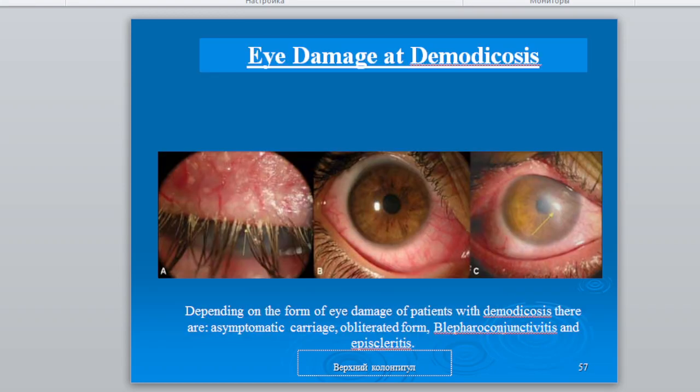Next, eye damage at demodicosis. Depending on the form of eye damage, patients with demodicosis have asymptomatic carriage, obliterated form, blepharoconjunctivitis, and episcleritis.